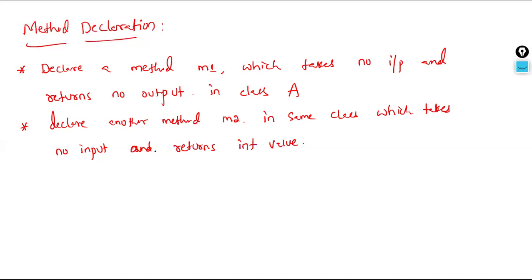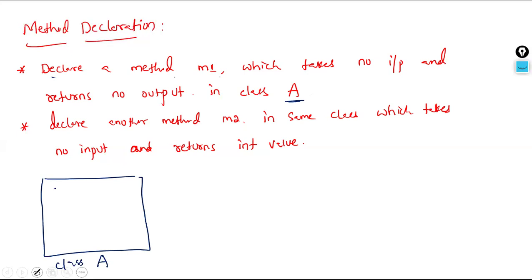So to start with, first declare a method m1, which takes no inputs and no output, in class A. This is indirectly conveying a point that a class will consist of variables and also methods, which we discussed, and here we are going to use it. So first, I use a diagram for this class. This outer box is nothing but class A. Inside this class, what is possible? Variables and methods. I'm not mixing up both. Currently, I'm going to discuss only methods.